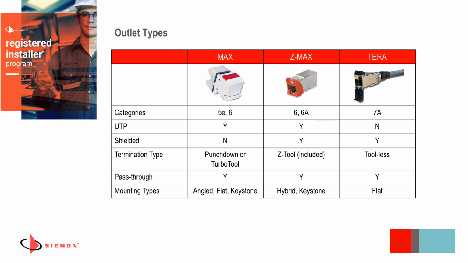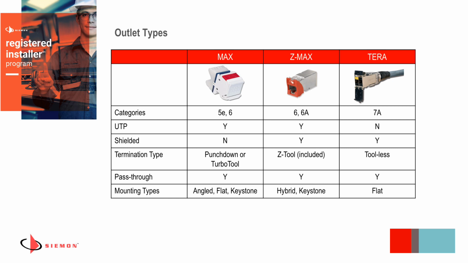The termination type for the MAX outlets is either with a standard single position 110 style punch down tool, or with the MAX Turbo tool, which we'll talk about in later slides during the installation in Module 3. And these outlets can be passed through. What's nice about them is they can be passed through the faceplate, meaning that you can feed them into the faceplates from the front, or you can feed them from the back, depending on if you want to terminate your cables, then add the faceplate, or you want to pull your cables through the faceplate and then snap the outlet into location. When you want to talk about shielded systems or higher performing systems, such as Category 6 and 6A, you would refer to our ZMAX outlets.